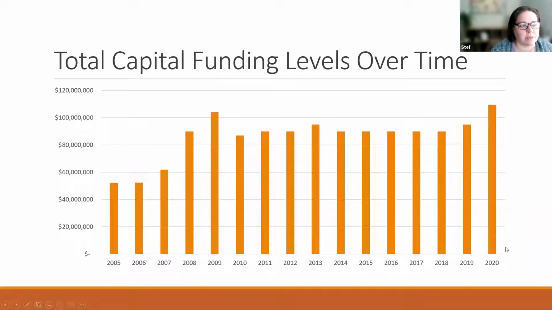One of the reasons why it kind of stops at 2020 is that COVID really did mess us up. We got the same amount of funding, but we weren't able to spend it all because of COVID. We shut down, but we have had consistent funding levels since then. So that's been really, really amazing.